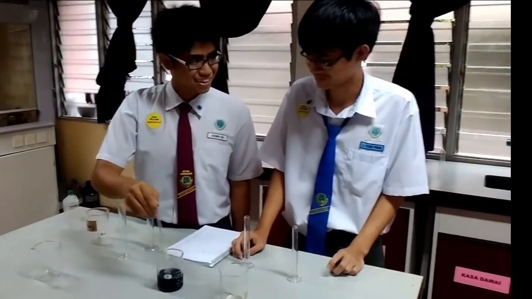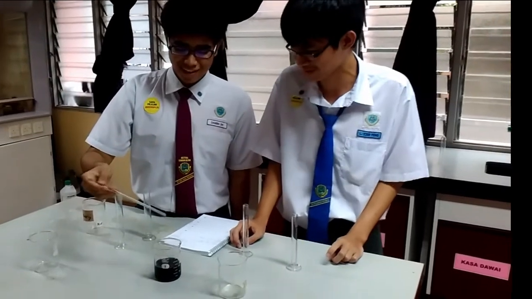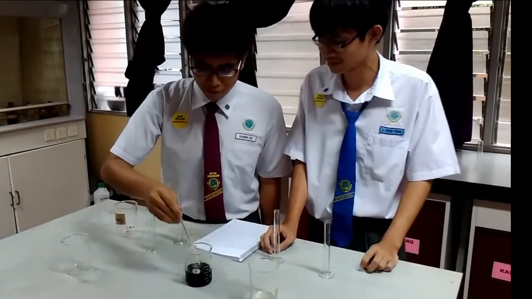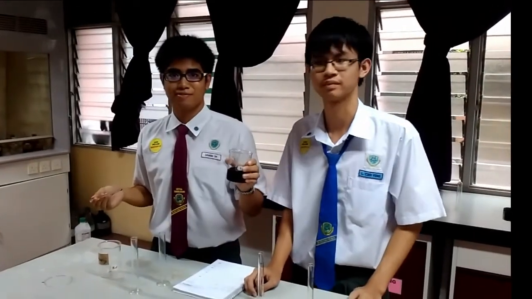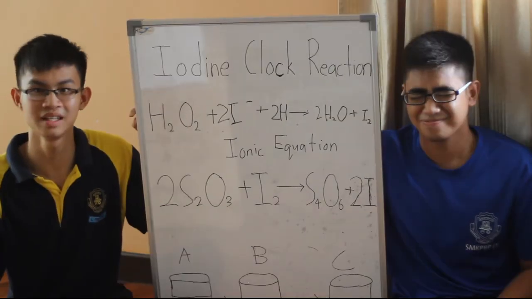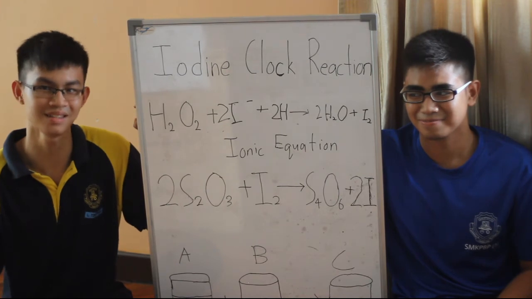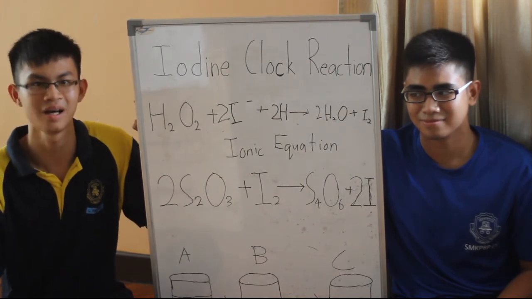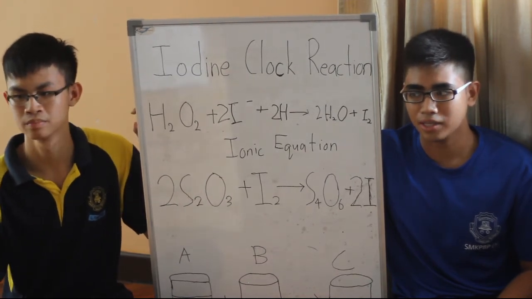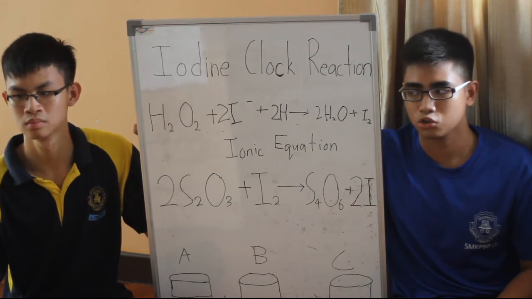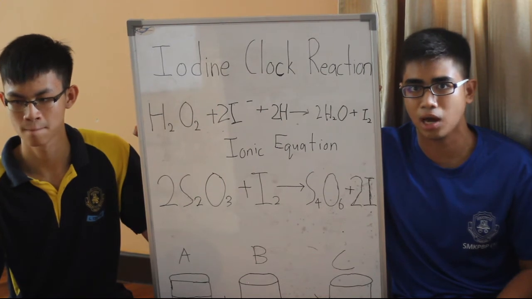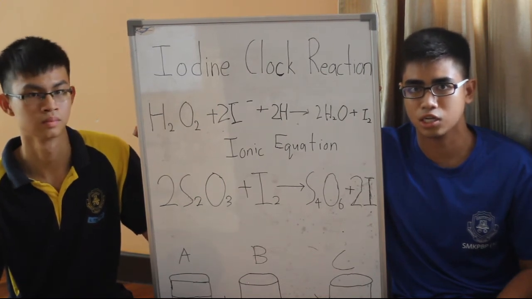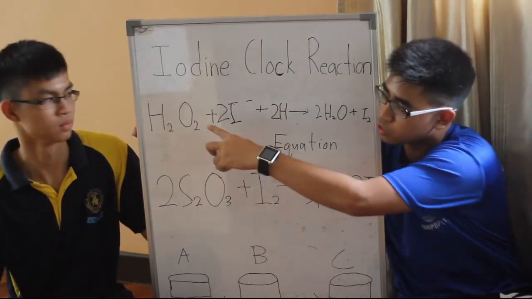Wow, look at that. How is this possible? It just turned blue-black. Wow, it worked. So, this is the iodine clock reaction. The iodine clock reaction times how long it takes for a fixed amount of thiosulfate ion to be used up. It is also the time taken for iodine to reach a fixed number of molecules produced in the reaction between potassium iodide and an oxidizing agent, which is hydrogen peroxide.